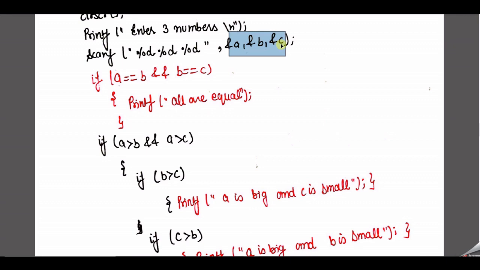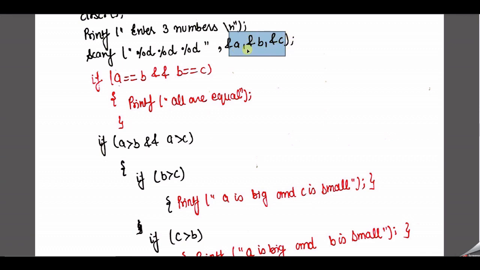Okay, fine. Now I have a memory which consists of three integer variables A, B and C, basically used to store the three numbers entered by the user respectively. The first number will be stored in A, the second number will be stored in B, and the third number will be stored in C. In this order, this is the most important point.